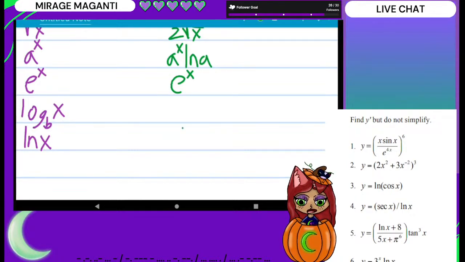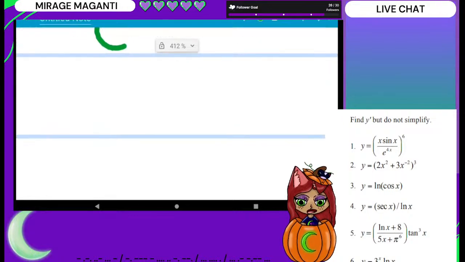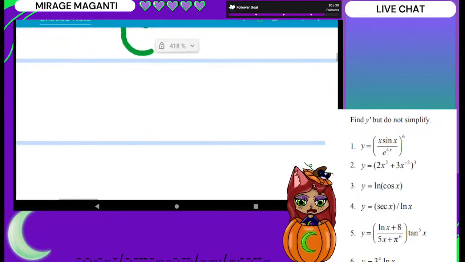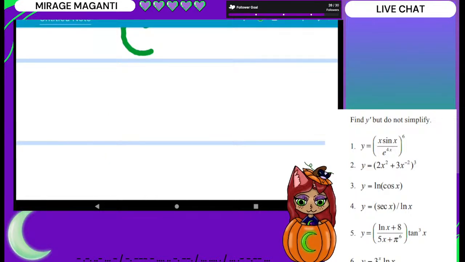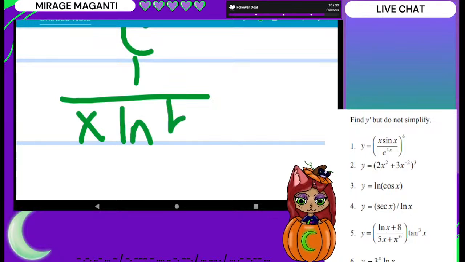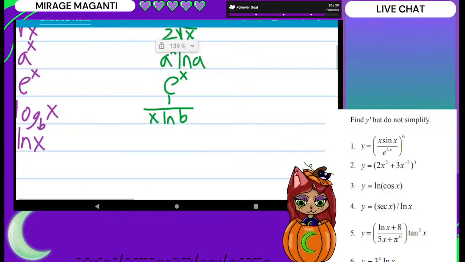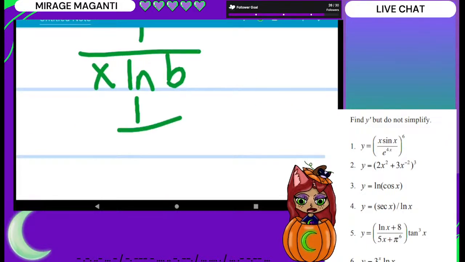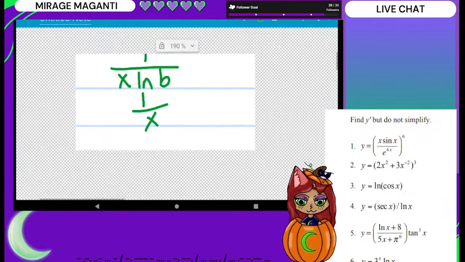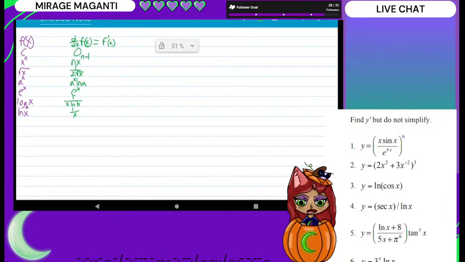Log base b of x, b being any real number. This would be, no, I was doing the wrong thing. This would be 1 over x ln b. And then ln of x is just 1 over x. And so those are our basic ones, the easy ones that we can do.